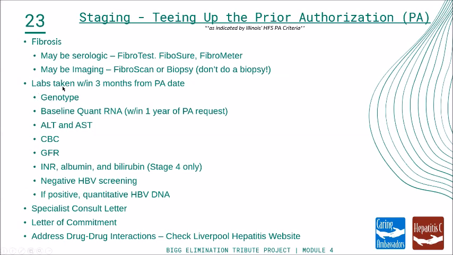You want to ensure that the labs are taken within 3 months from the date by which you're submitting that prior auth. And those labs generally, and again, you'd want to check with that specific insurer or your state Medicaid program, but generally will be the genotype, a baseline quantitative RNA. So this is ultimately just showing that there is a viral load present for someone. And so the RNA quantity would be the number of their viral load, an ALT and an AST, a CBC, a GFR. For those who are stage 4 only, they're required to have an INR, an albumin, and a bilirubin.